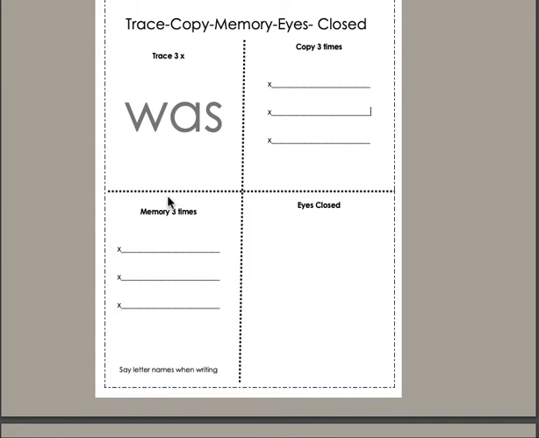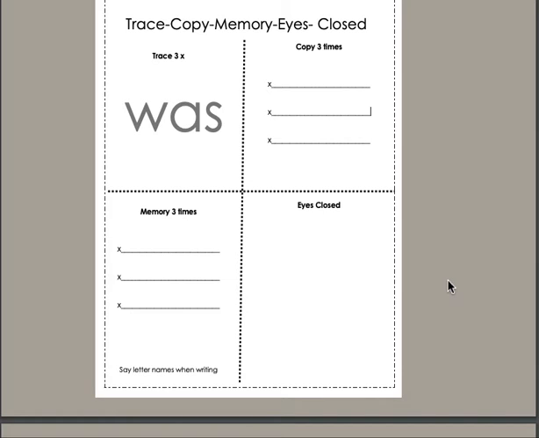In order to gain sight recognition, students also need regular repeated practice. Here's a good example of student practice after a word is introduced. Students can trace the word 3 times, copy the word 3 times, write the word from memory, and finally, try and write the words with their eyes closed.